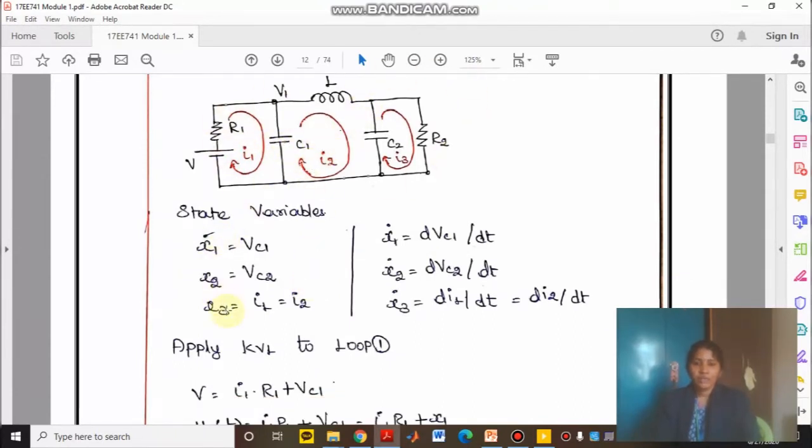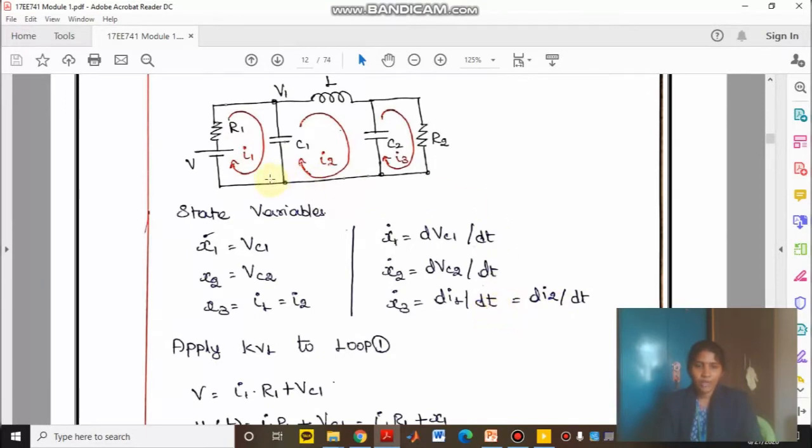After writing the state variables, they are always represented using first order differential equations. So I can write X1 as X1 dot, X2 as X2 dot, X3 as X3 dot. X1 dot is nothing but dVC1 divided by dt. X2 dot is nothing but dVC2 divided by dt. X3 dot is equal to dIL divided by dt. Since the current flowing through the inductor is I2, I can write it as di2 divided by dt.